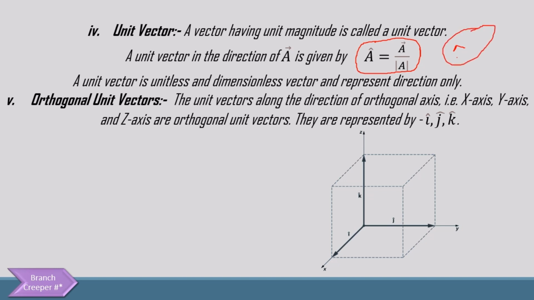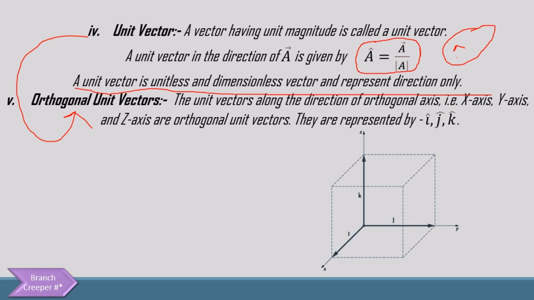Now first let's think what a unit vector is. It is a unitless and dimensionless vector and represents direction only, because it has no unit and it can only be used to represent direction. On a similar concept, we study the orthogonal unit vectors, that is x cap, y cap, and z cap, and we can also represent them as i cap, j cap, and k cap.